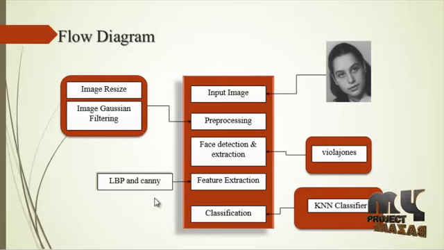Here we use the feature extraction process of LBP and KNN, that is, local binary pattern and then KNN. When the input to an algorithm is too large to process and it is suspected to be redundant, it can be transformed into a reduced set of features. This process is called feature selection. The selected features are expected to contain the relevant information from the input data, so that the desired task can be performed by using this reduced representation instead of the complete initial data.